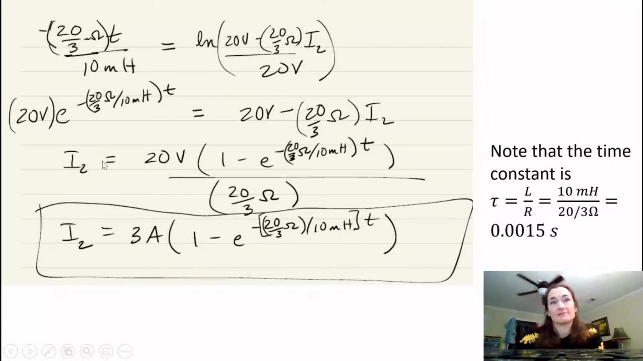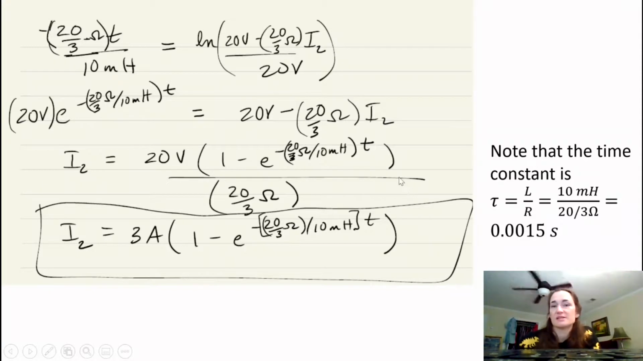When I do all that, I get 20 volts times 1 minus e to the minus 20/3 ohms divided by 10 millihenries times t, divided by 20/3 ohms. Simplifying, I get I2 is equal to 3 amps times 1 minus e to the minus 20/3 ohms t divided by 10 millihenries. Now I'm getting really tired of saying 20/3 ohms, so I'm going to put things in terms of the time constant from here on out.